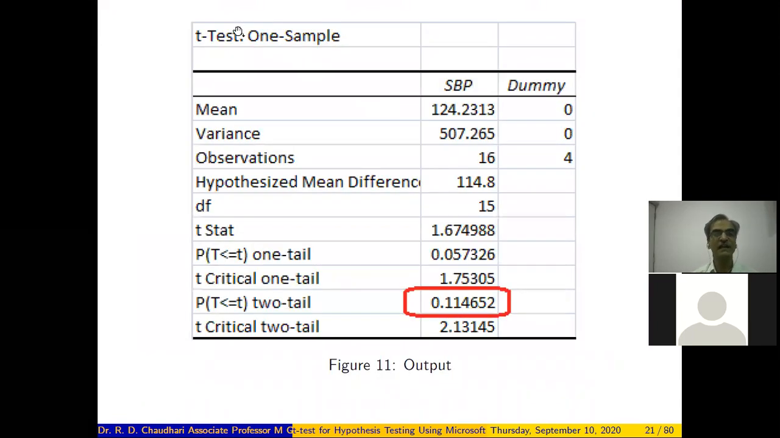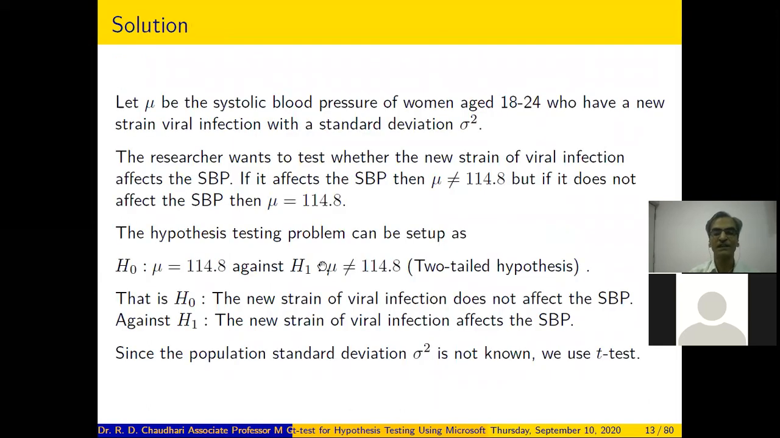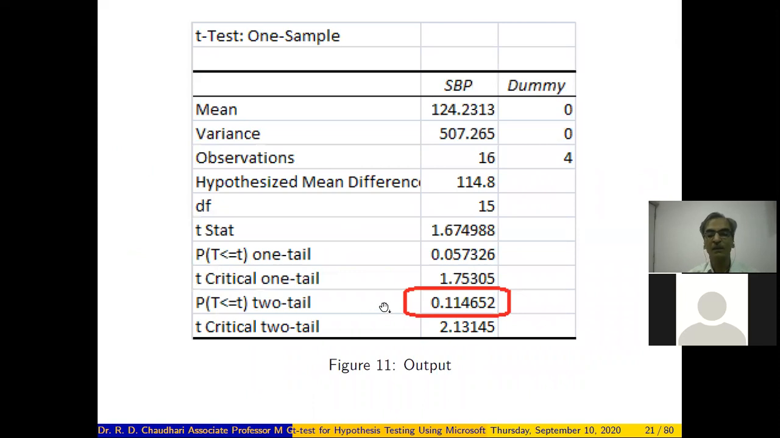So just change the title of the output as a t-test one sample, right? So this is the output for the one sample t-test. Now the main question is how to interpret, how to analyze the output. Since our alternative hypothesis is two-sided, that is mu not equal to 114.8, we have to look at the two-tailed value.